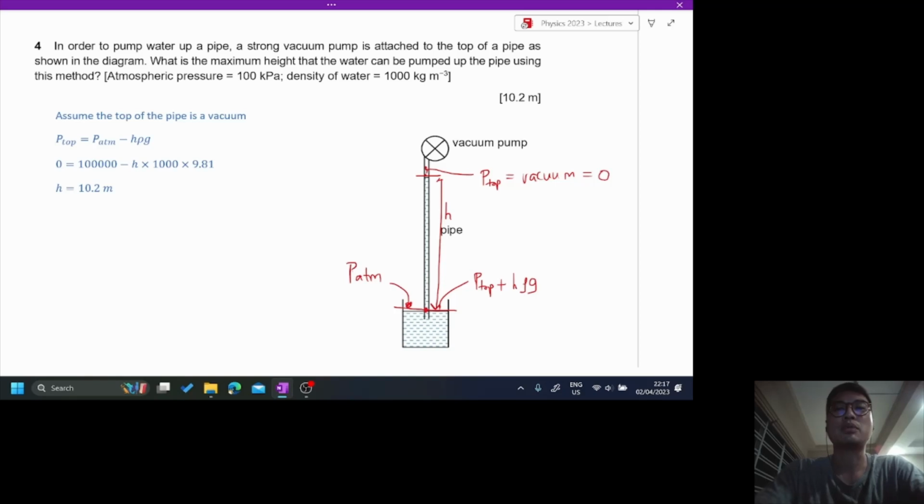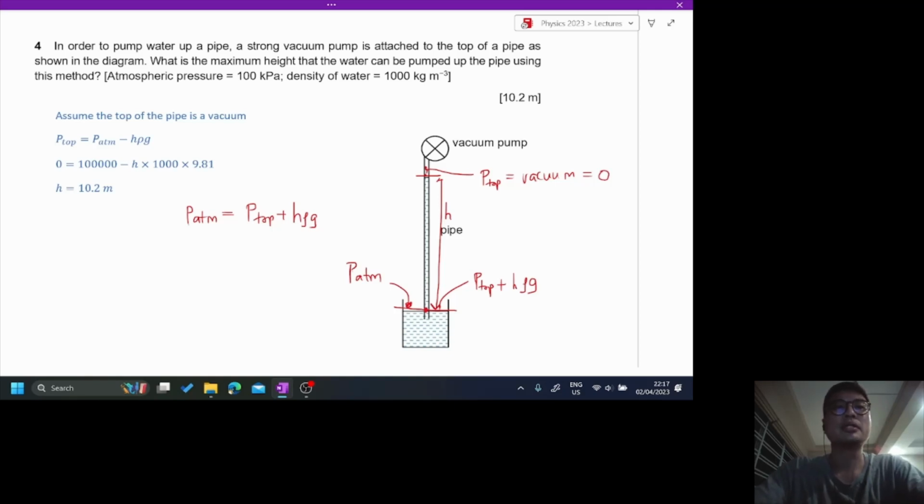Atmospheric pressure must be equal to the vacuum pressure at the top plus h rho g. So we can say atmospheric pressure is the same as the pressure at the top plus the water pressure of the pipe all the way down to the bottom.